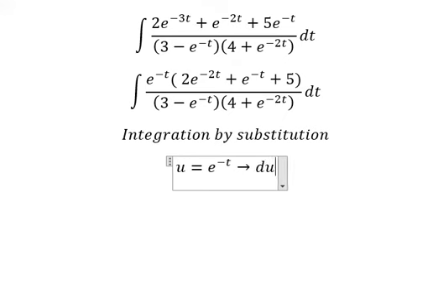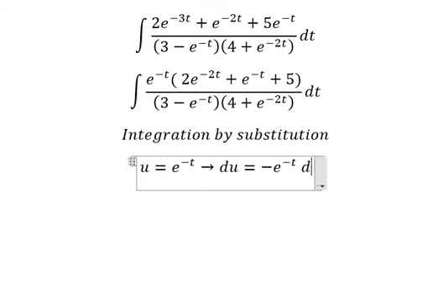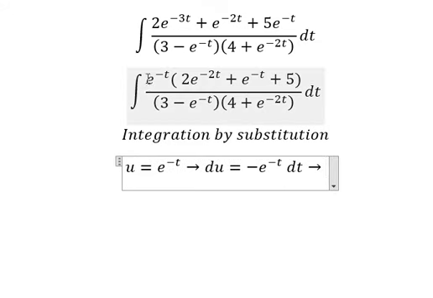Later that we do first derivative for both sides, and we have negative e to the power of negative t. Because we don't have the negative side, so I will put the negative go to the left.